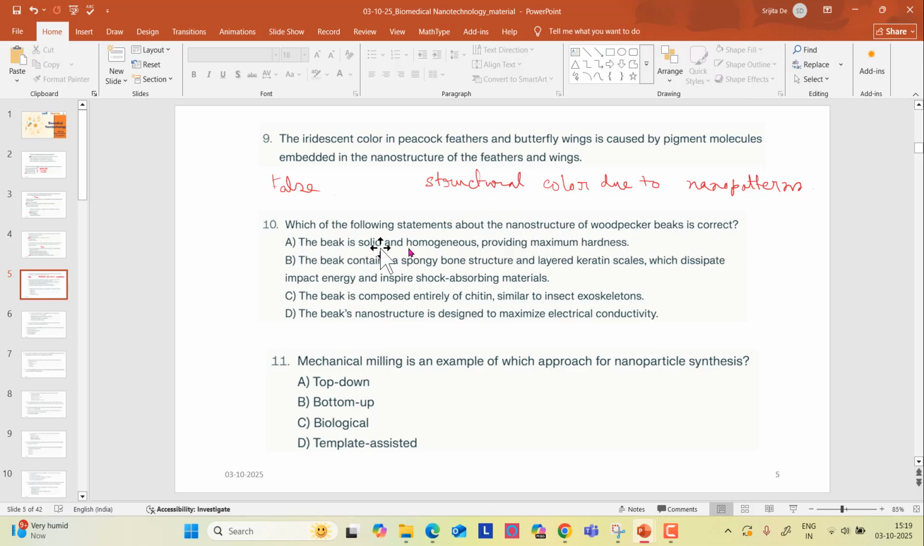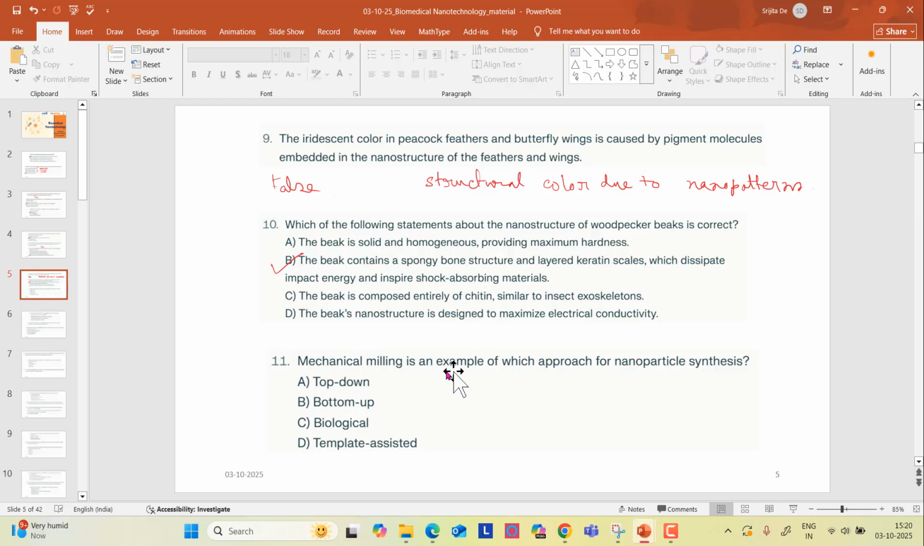So this is not solid. The first option is wrong. It is also not composed entirely of chitin. And the nanostructure is not designed to maximize electrical conductivity, which is also not true. The answer is: the beak contains a spongy bone structure because of the nano patterns and layered keratin scales, which dissipate impact energy and inspire shock-absorbing material. That's why they can impact the wood very fiercely, but still don't get hurt by those movements. So it is option B.